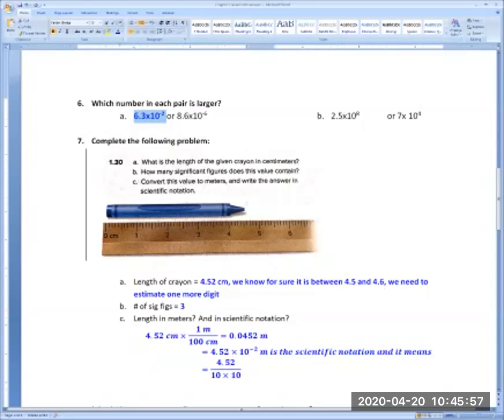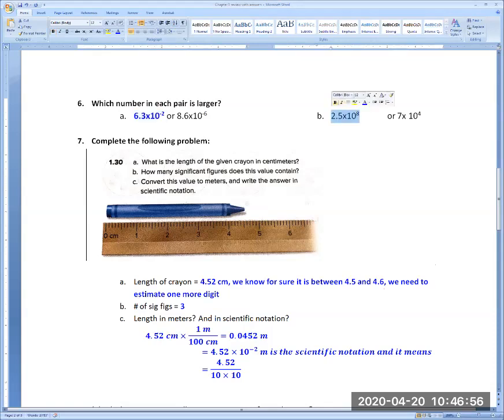And then for question B, which one of these two is the larger number, the 2.5 times 10 to the 8 or the 7 times 10 to the 4th? So tell me, first or second? Well, wait. Actually no, it's not the second number, because it's 7 multiplied by 10 four times, and here it's 2.5 multiplied by 10 eight times. So actually the first number is the larger one.